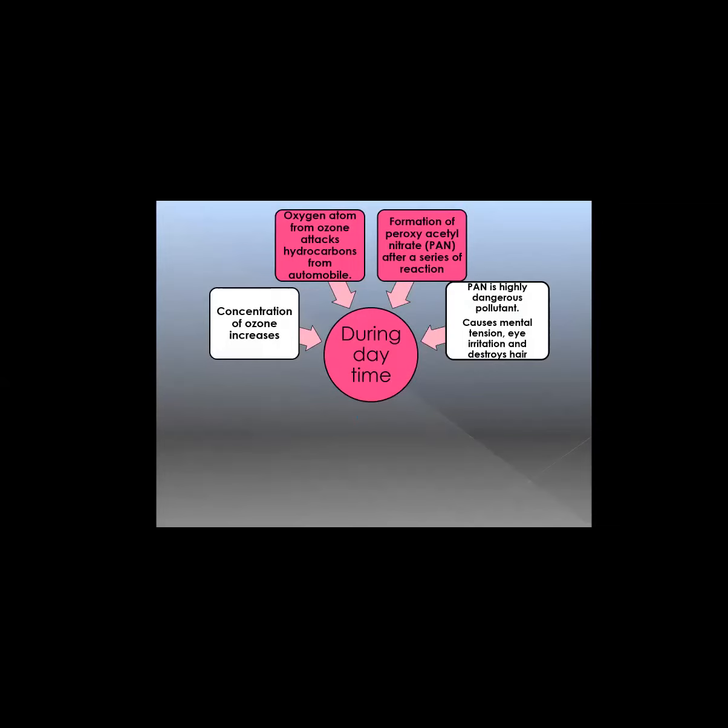Of course, a series of reactions do take place in this, and the toxic chemical compound which is going to be formed is known as peroxyacetyl nitrate, which is being called PAN. As I said, PAN is a toxic, highly dangerous pollutant. It causes mental tension, eye irritation, and it also results in loss of hair.